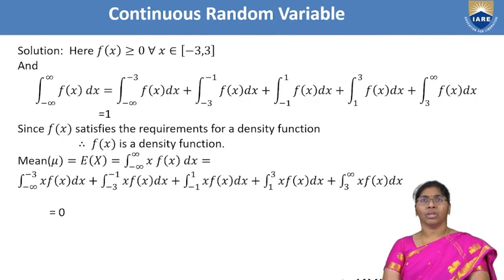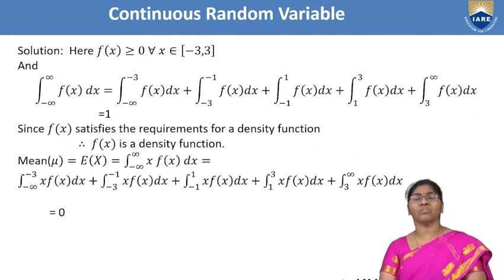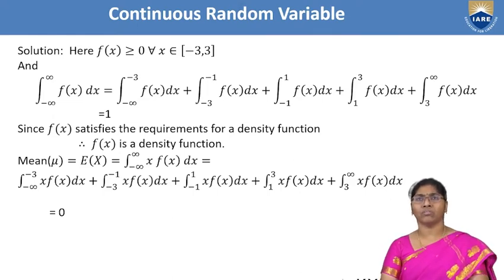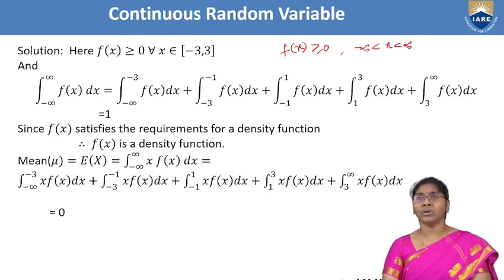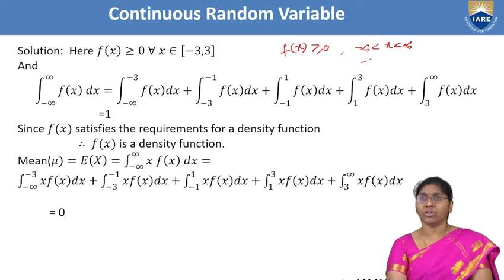Now the formula. For a density function, the first condition is always f of x greater than or equal to 0. Already we know the properties of continuous random variables. The first property is f of x greater than or equal to 0, for minus infinity less than x less than infinity. In this arrangement, here we are fixed with minus 3 to 3.